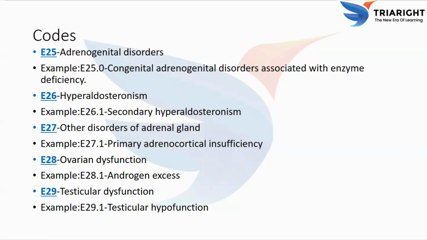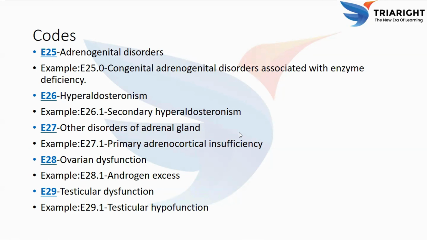You can see symptoms of this one like high blood pressure, muscle weakness, and also low potassium values. So coming to E27, other disorders of the adrenal gland. So what are the other disorders of the adrenal gland? This includes various adrenal problems which are not classified under E25 and E26.